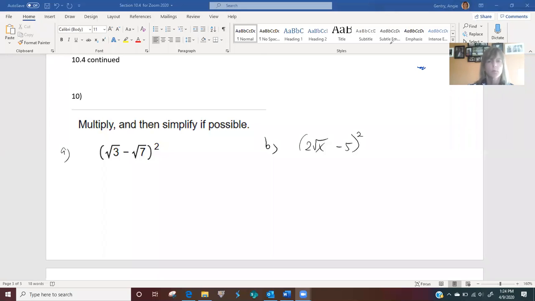Yes, hello. So I'm going to finish section 10.4 where we're going to multiply. In 10.4 at the beginning we added and subtracted, and now we're going to multiply radicals.